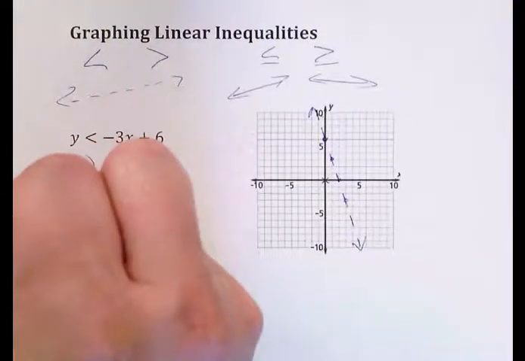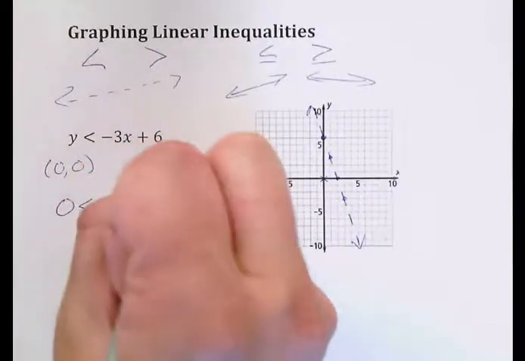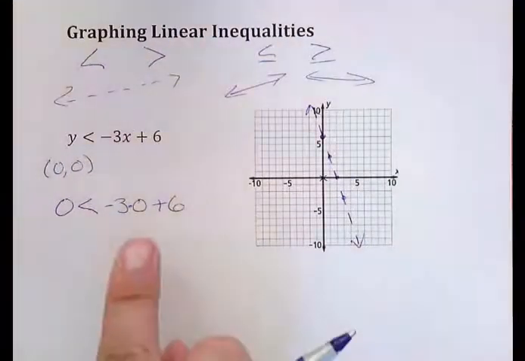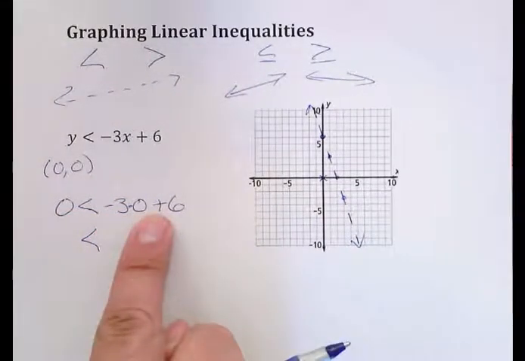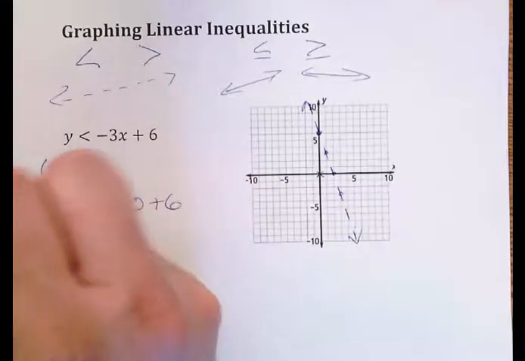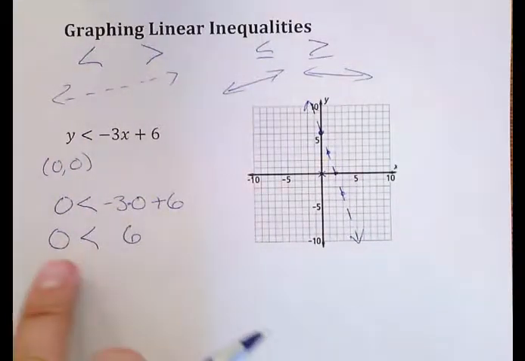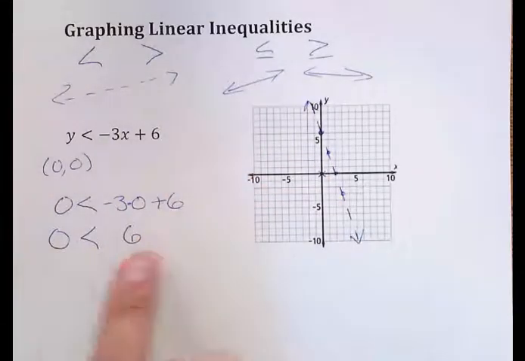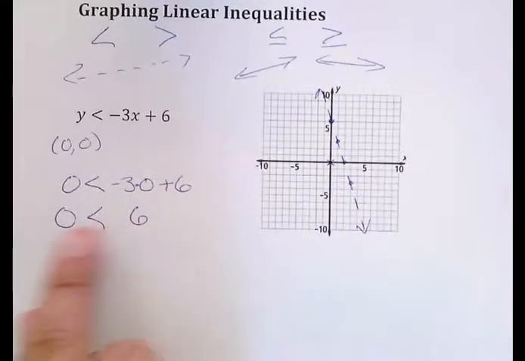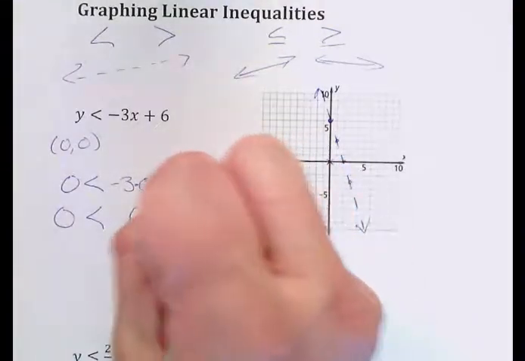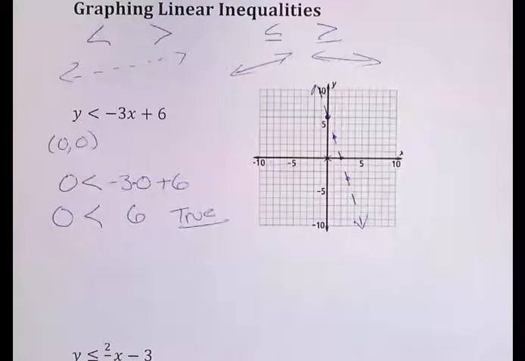So I have 0 is less than negative 3 times 0 plus 6. So simplifying the right side, negative 3 times 0 plus 6, that's 0 plus 6, which is 6. Left side is 0. Looking at this inequality, I got to think, all right, is this statement true or false? Remember, inequalities need to open towards the bigger of the two numbers. So you got to ask yourself, well, which one's bigger? And that's the 6. So since it's opening towards the bigger number, it is true.